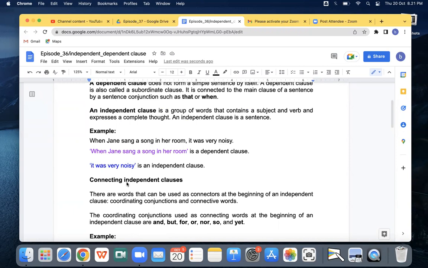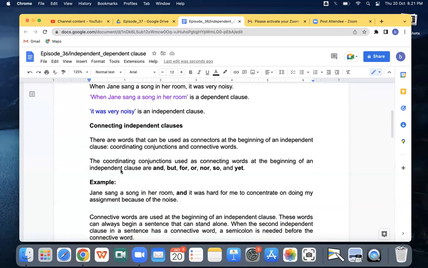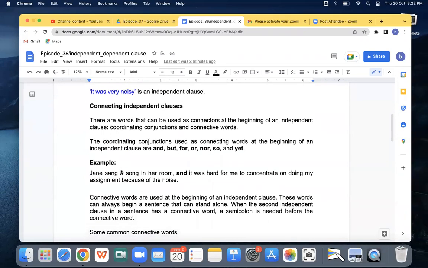Connecting independent clauses. There are words that can be used as connectors at the beginning of an independent clause: coordinating conjunctions and connective words. The coordinating conjunctions used as connecting words at the beginning of an independent clause are and, but, for, or, nor, so, and yet. For example, Jane sang a song in her room and it was hard for me to concentrate on doing my assignment because of the noise.